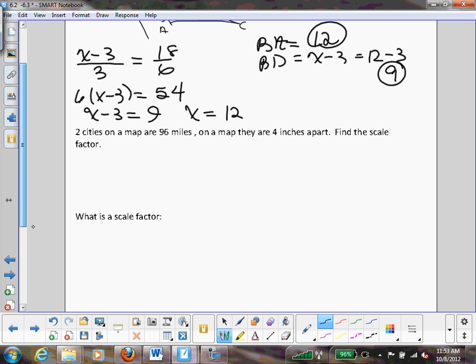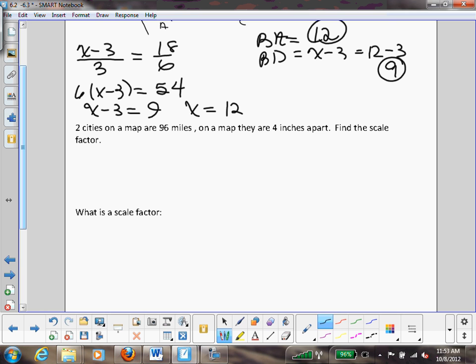Okay, two cities on a map are 96 miles. Two cities are 96 miles apart. On a map, they are 4 inches apart. How many of you have actually looked at a map? Because now that there's Google Maps and everything that maps out your course, I don't know how many of you have actually ever seen it. You have ever looked at one?